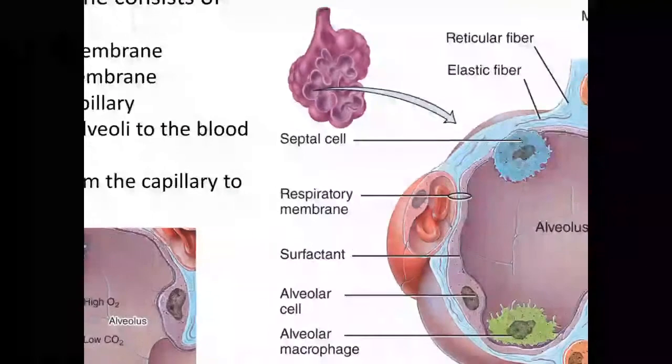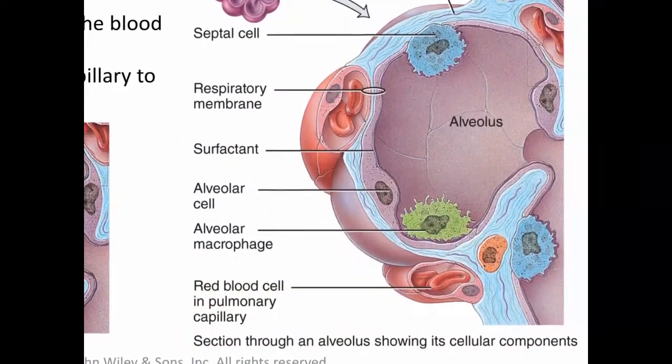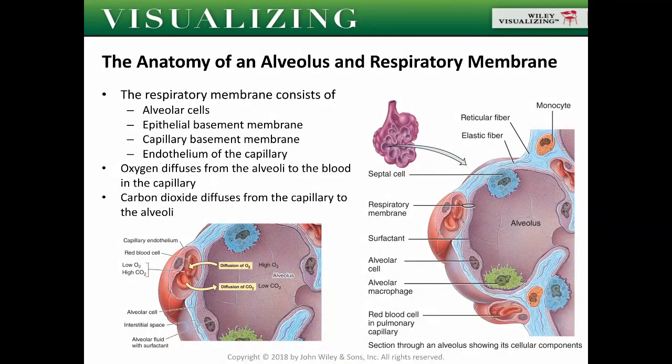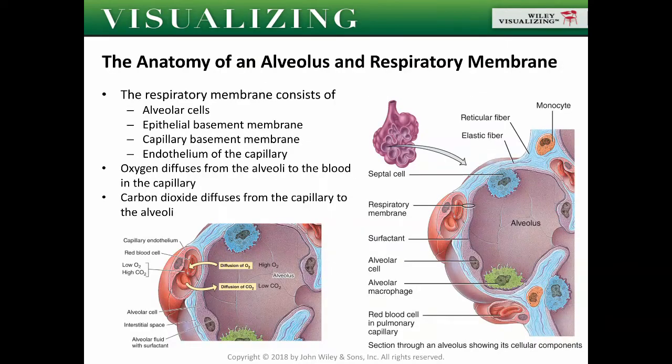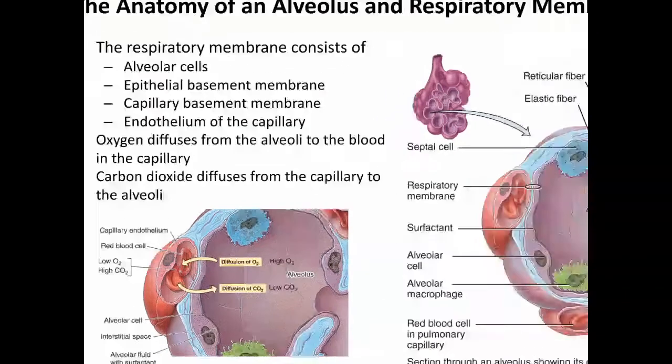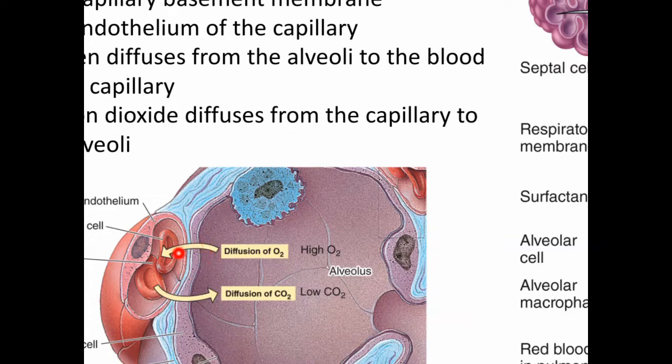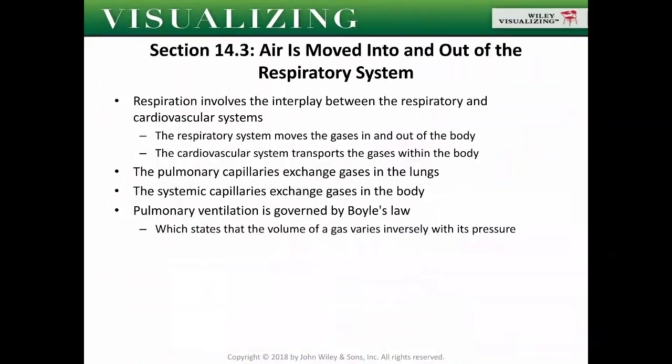And then we have surfactants inside the alveoli. Air is moved in and out of the respiratory system. Respiration involves the interplay between the respiratory and the cardiovascular system. As you can see here, this is your capillaries. The bloodstream is closely associated with each alveolar sac, and there is only a very thin wall between the two, so it allows for efficient movement of the gases.